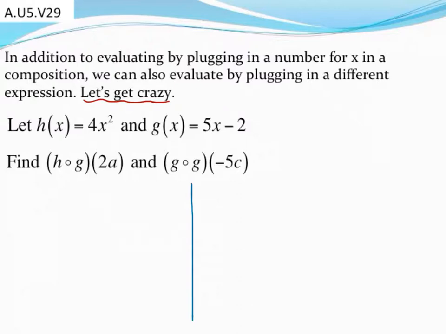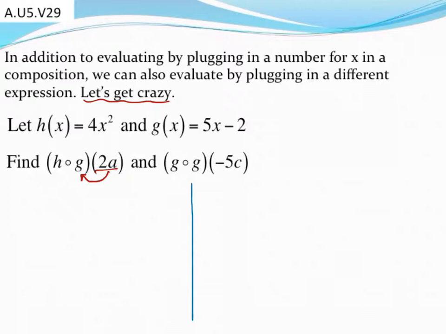So this time, I'm going to take 2a, and I'm going to plug that into g. And then just like we would do if we were doing this with a single number, once I plug that into g and get a brand new expression this time, I'm going to take that and then plug it into the h function. So these, like I said, are a little weird, but nothing too bizarre. So let's go ahead and start with that.